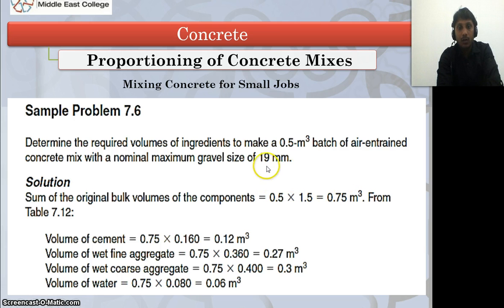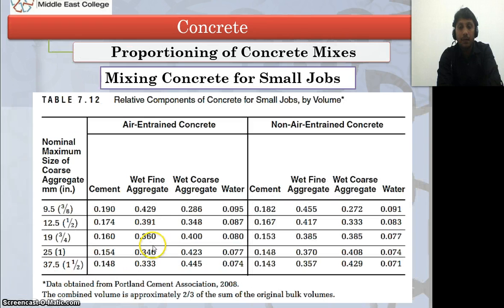We have a gravel size of 19 mm. With this gravel size we have to go to table 7.12 and check how much cement, how much wet fine aggregate, how much wet coarse aggregate and how much water we have to take. Coming back to the table, for 19 mm we take cement 0.160, wet fine aggregate 0.360, wet coarse aggregate 0.400 and water 0.080.